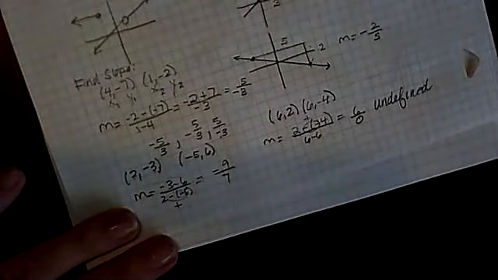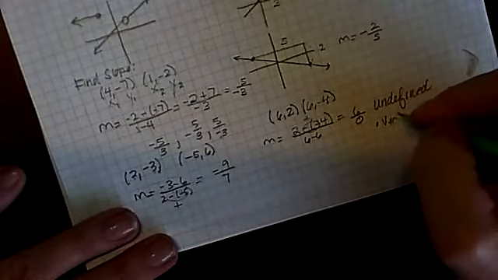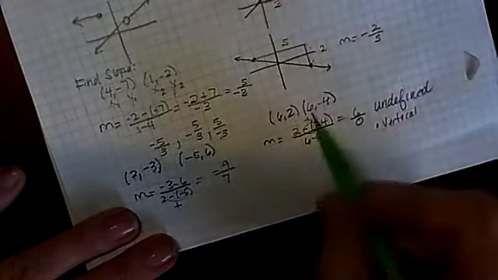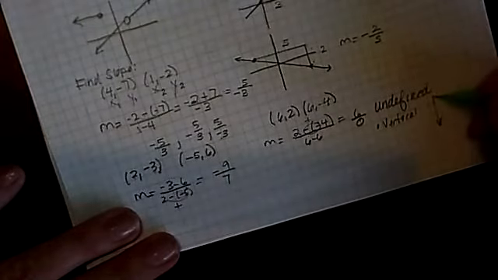And the slope of an undefined looks like a vertical line. This is a vertical line if I graph it. If I plot those 2 points and I graph them, it's going to be a vertical line. It's going to look like this on the graph. And that doesn't have a slope, right? It doesn't have a slope. It's straight up and down. So that's why it's undefined.